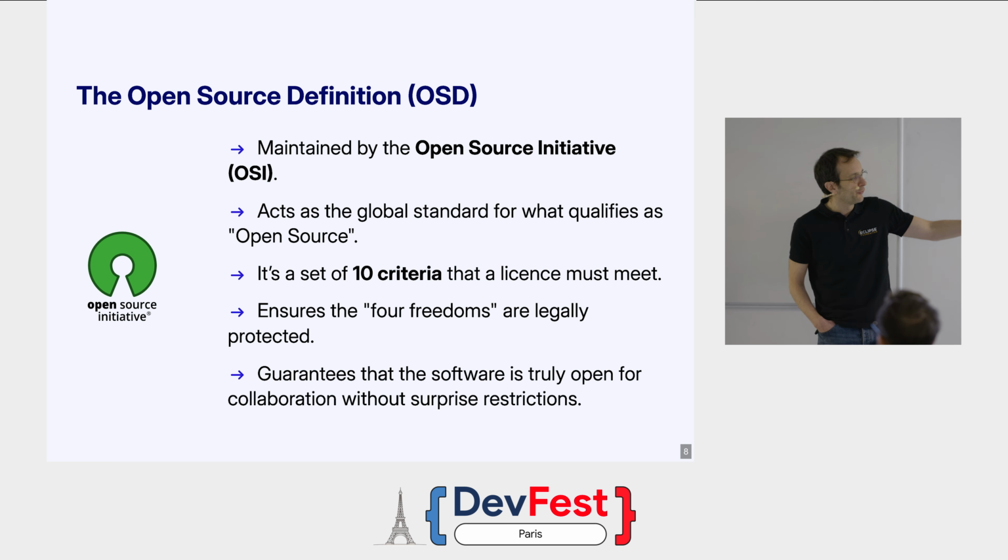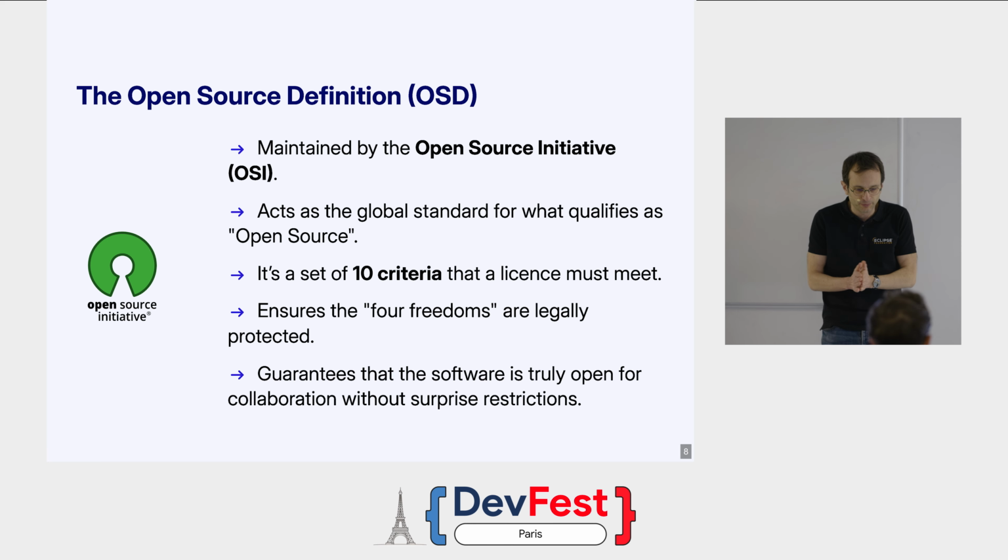There are 10 criteria for a license to be open source, but I won't go through the 10 criteria. That's not really useful for you. What you need to understand is that those 10 criteria make sure that you have the 4 freedoms when you use software under a license that has been recognized by the Open Source Initiative. So it respects the open source definition.